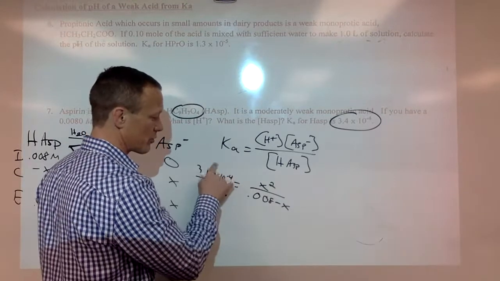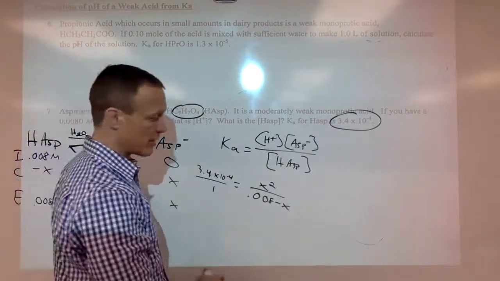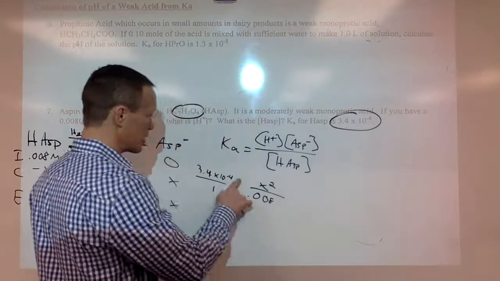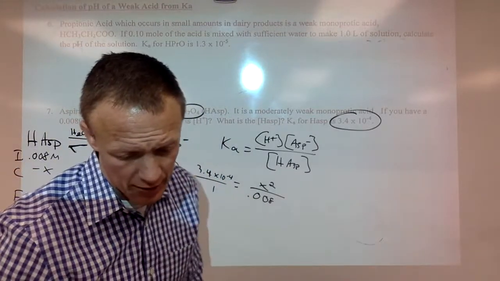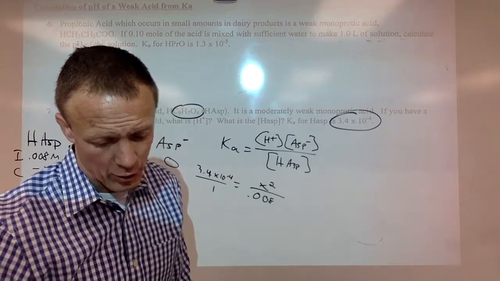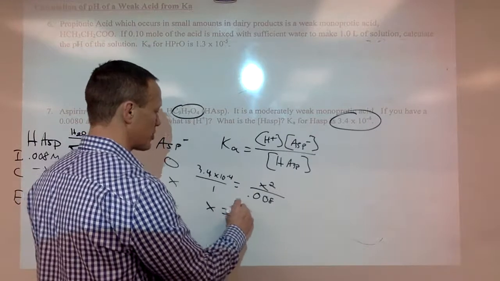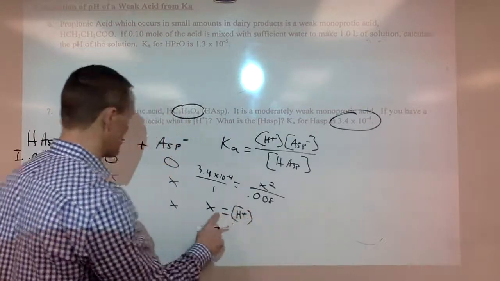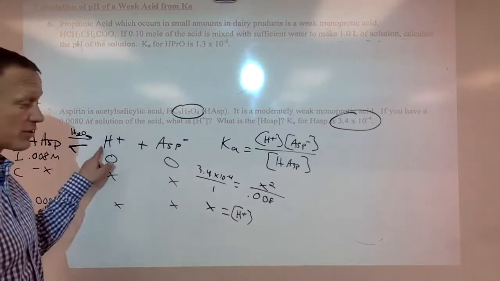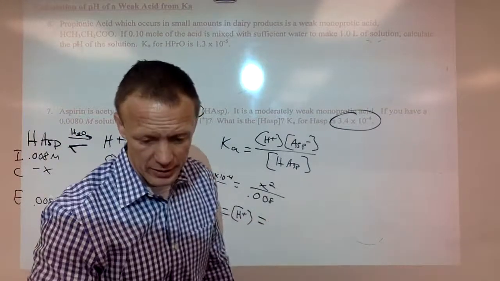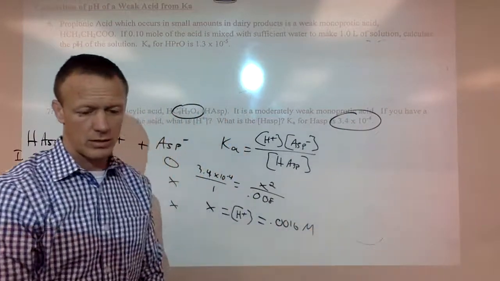Again, I'm going to cross multiply. We can ignore the X. Okay, ignore the X. See what we get right here. Cross multiply this times this equals X squared. Once I cross multiply and square root, my X, which is my concentration of H plus ions, is 0.0016 molar. Remember, the X is our concentration of H plus, and that's what we need to get the pH.